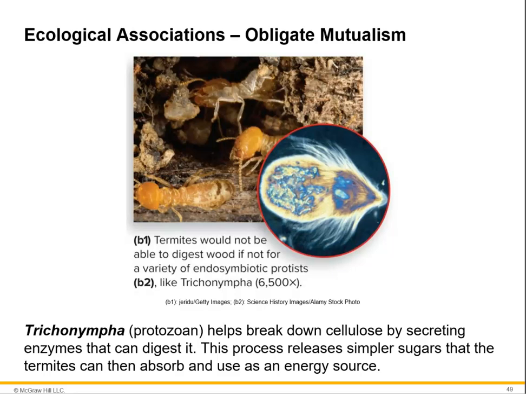Okay, so termites require or need trichonympha, which is a type of protozoan, in order to help them break down wood. So they would not be able to digest the wood that they eat if not for these endosymbiotic protozoa. The protozoa break down the cellulose by secreting enzymes that digest it, and this releases simpler sugars that the termites can absorb and use as an energy source. So without these protozoa, termites would starve.